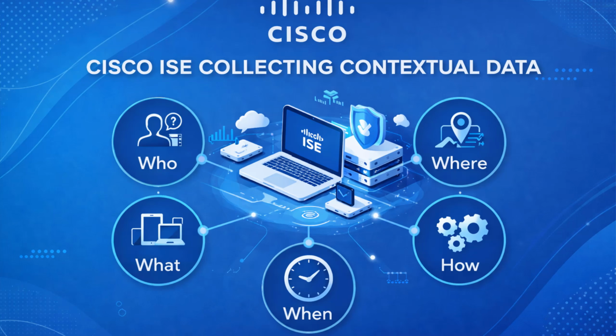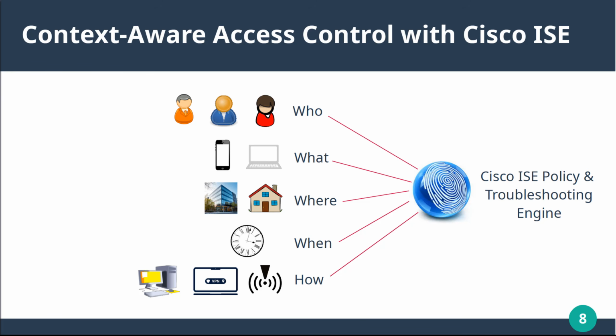Cisco ISE enables secure access by collecting rich contextual data for every connection attempt. It helps organizations answer key security questions like who is the user, what device are they using, when and where are they connecting from, how are they accessing the network, and then with this context, Cisco ISE applies dynamic policies to grant the user an appropriate level of access, ensuring users and devices only get what they need and nothing more. So that's why we can see who, what, where, when and how before Cisco ISE applies policies.